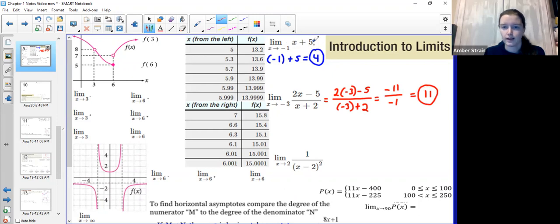This one, we would have graphed a straight line x plus 5. As your x approached the value of -1, you would have the corresponding y point of 4.